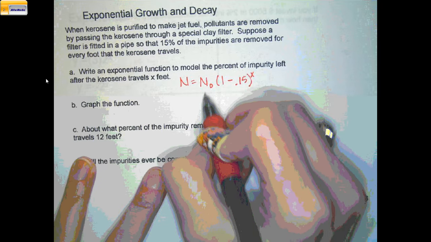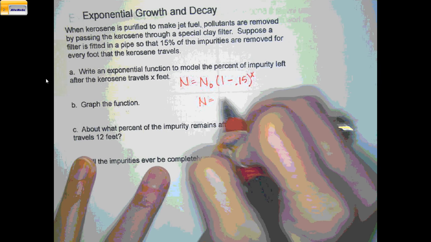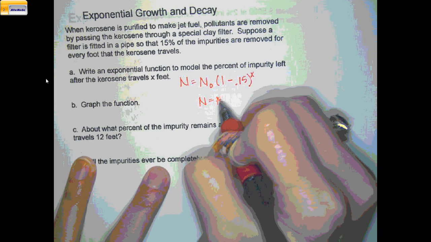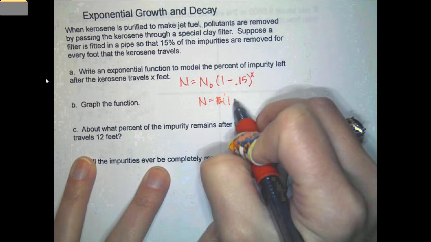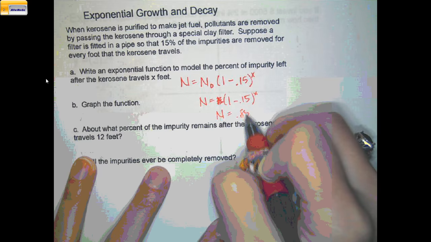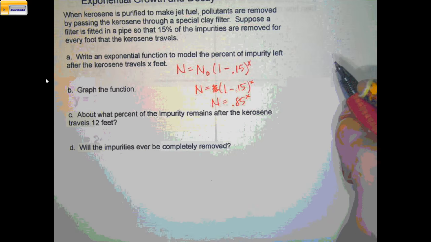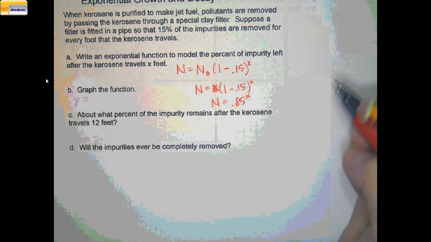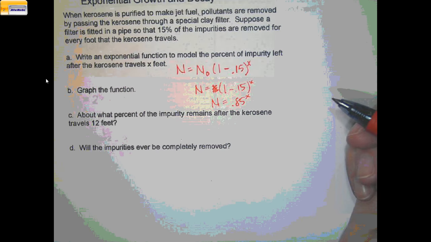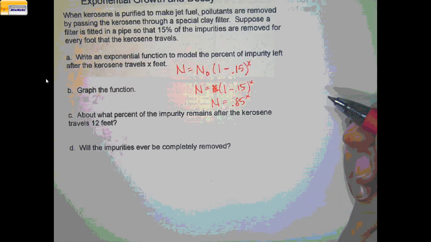So your actual equation is going to be n equals 1 minus 0.15 to the x, or you could go ahead and simplify that and say n equals 0.85 to the x, because 1 minus 0.15 is 0.85. And that's a function that you could graph, and you could do a t-chart, you could figure it all out. But if it says to write, just write the function.